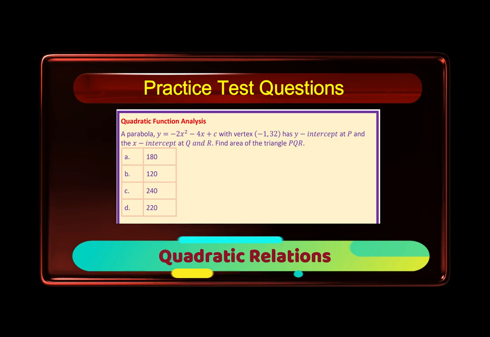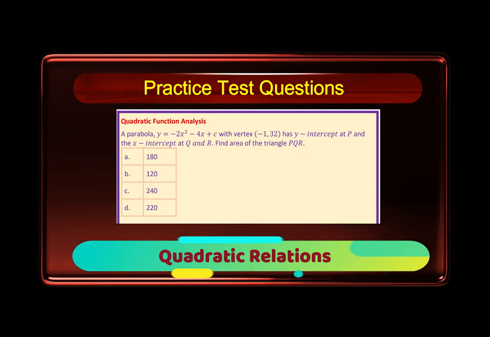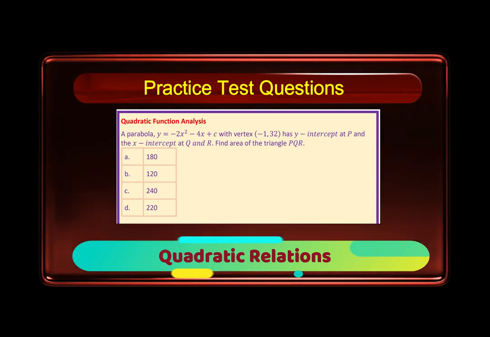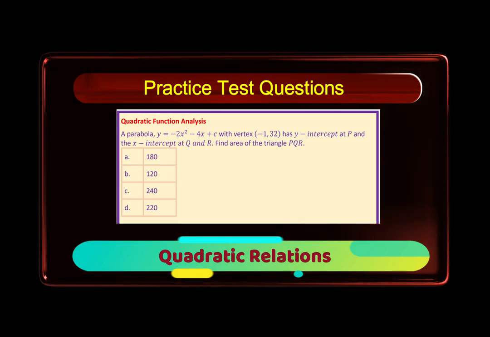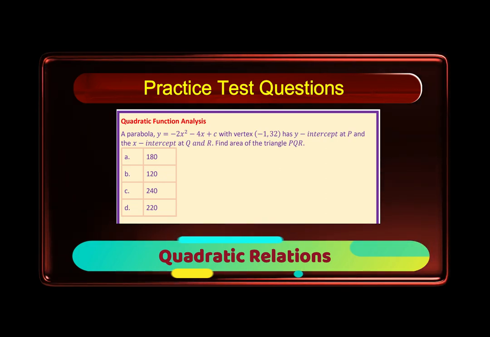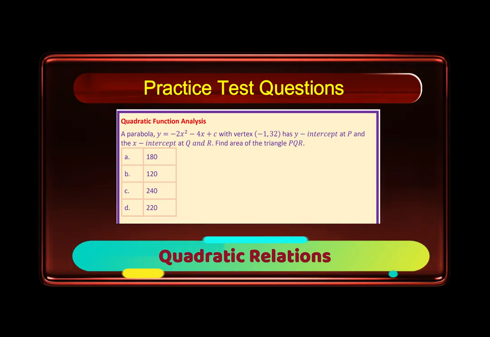Let us explore quadratic relations in this particular video. We have taken a very important test question and I hope its solution will help many students. We'll adopt two different approaches to solve the particular question.